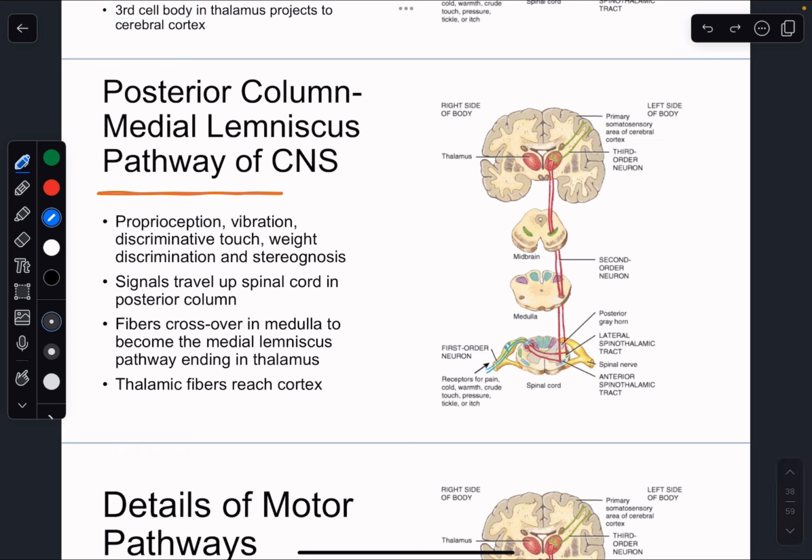So, posterior column medial lemniscus pathways of the central nervous system: proprioception, vibration, discriminative touch, weight discrimination, and stereognosis. Signals travel up the spinal cord in the posterior column, and fibers cross over in the medulla to become the medial lemniscus pathways ending in the thalamus. The thalamic fibers reach the cortex.